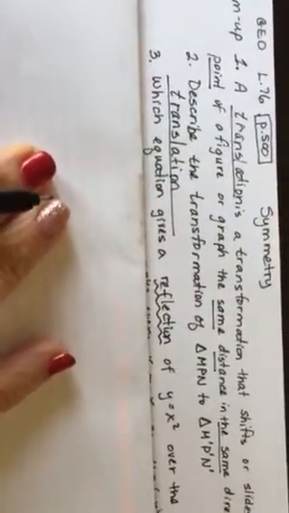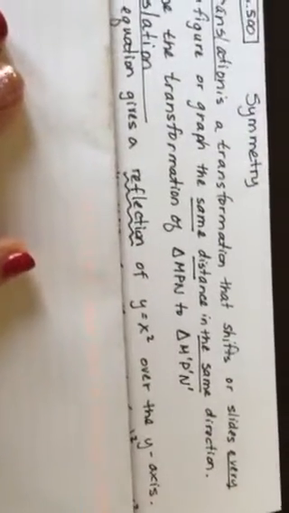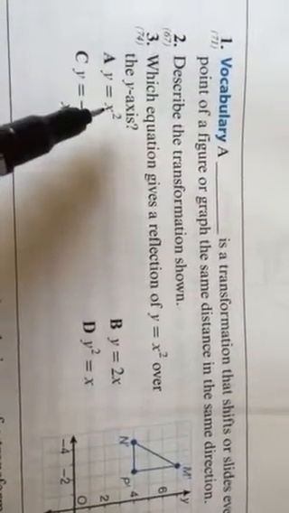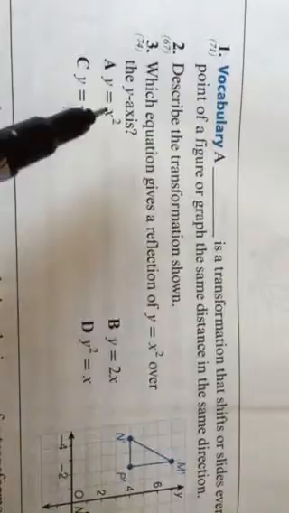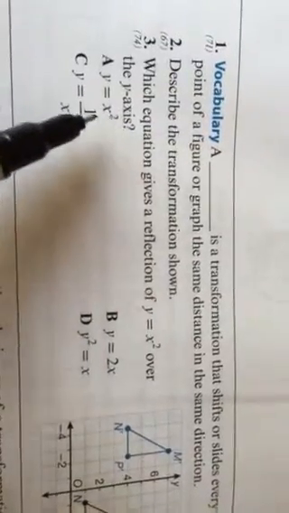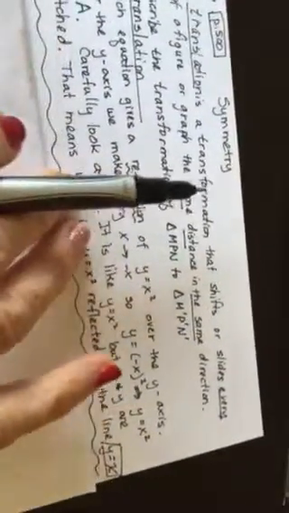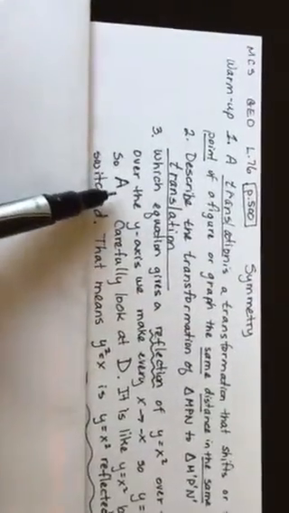Now, which equation gives a reflection of y equals x squared over the y-axis? I will come up here and point to them. Well, over the y-axis, you'll remember that what we do is we change the x from an x to a negative x. So if we have quantity negative x squared, we still have x squared. Let's look over here. X goes to negative x, so y equals the quantity negative x closed squared, which is still y equals x squared. So we're going to choose A.